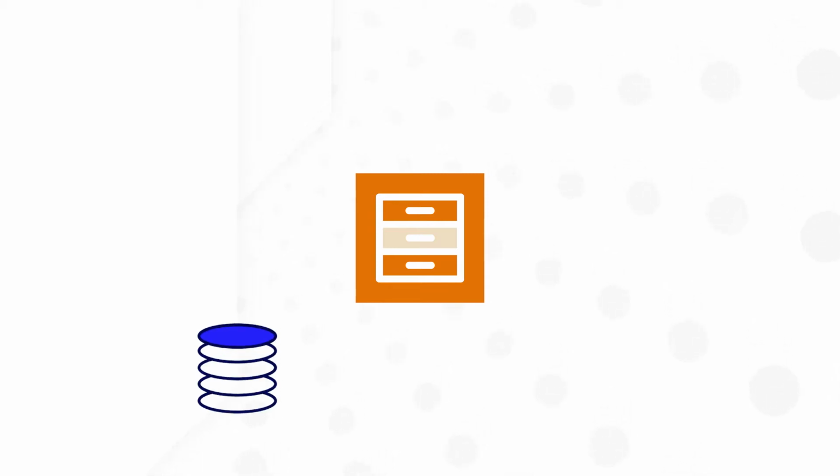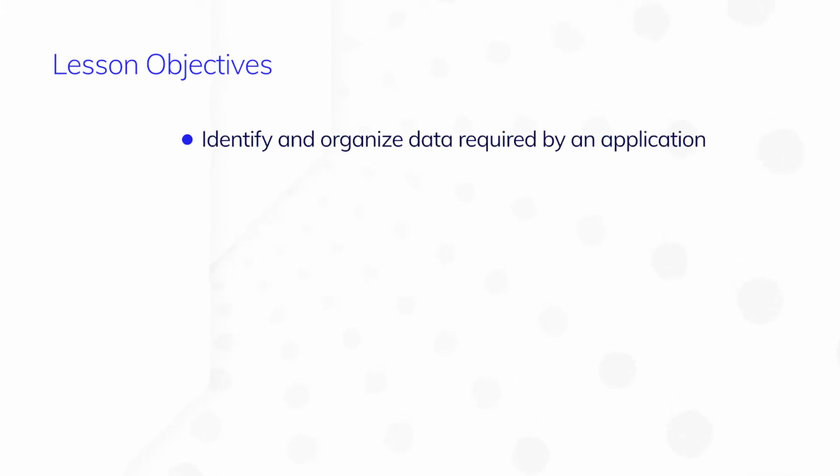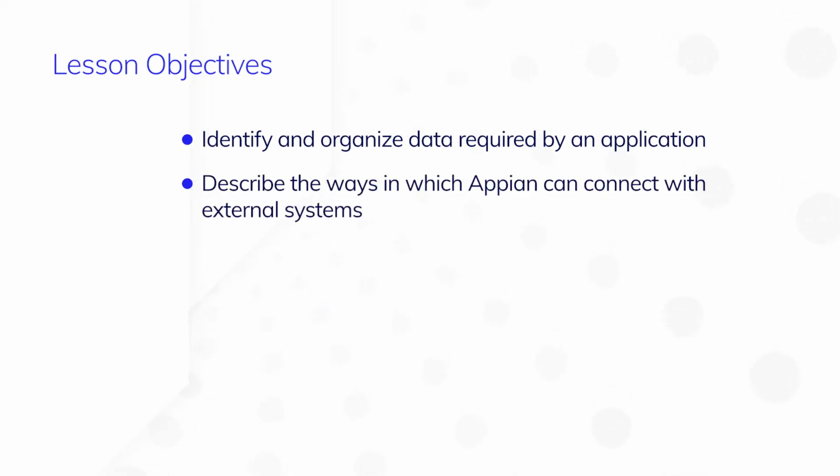Now it's time to plan a crucial part of your application. Identify and organize the data required by the application. Data can come from a variety of places, including relational databases, Appian processes, Salesforce, and other web services. Appian can import your data model and any existing data through record types by connecting directly to your data source. Appian can also easily connect with external systems.